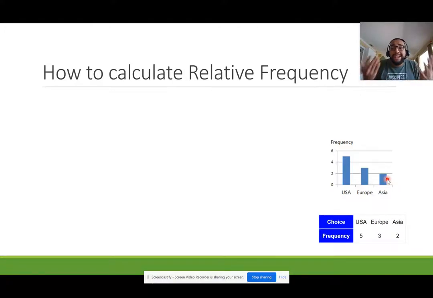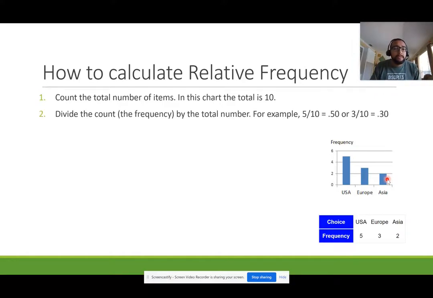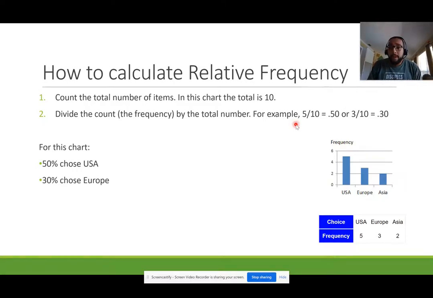So how do we actually calculate that? One, we're going to count the total number of items. So in this chart, 5 plus 3 plus 2, nothing too bad there. That'd be just 10. And we're going to divide the count, which is the frequency, by the total number. For example, for the USA, 50% chose USA. How did I get that? 5, which is the frequency for USA, divided by the total count, which is 10. Cool. 30% chose Europe. How do I know it's 30%? 3, which is the frequency for Europe, over the total, and so on and so forth.